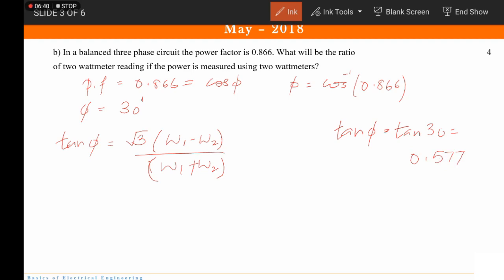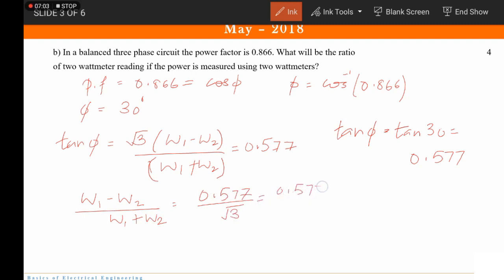Okay? So this ratio becomes 0.577. So (W1 minus W2) upon (W1 plus W2) will be 0.577 upon root 3, correct? So 0.577 upon root 3, that is 1.73. So this ratio comes out to be 0.33.